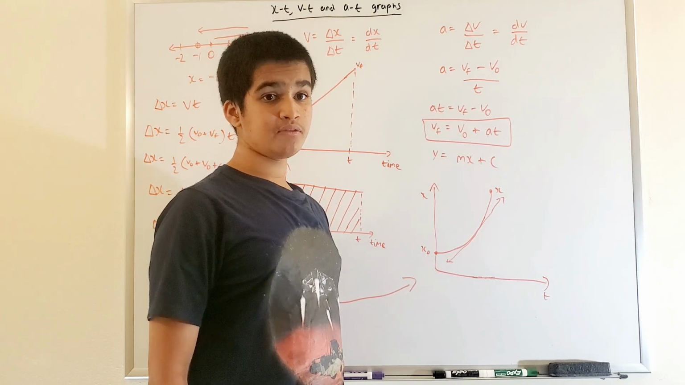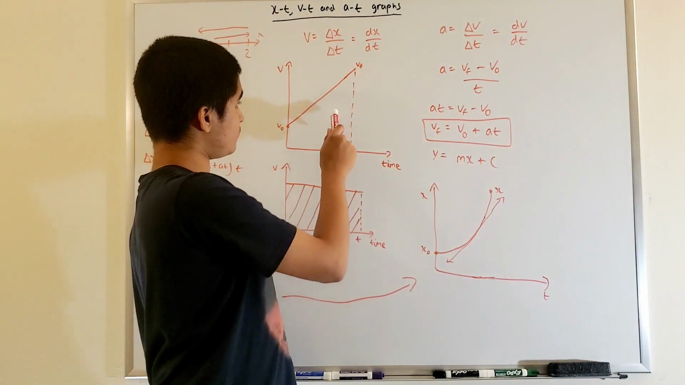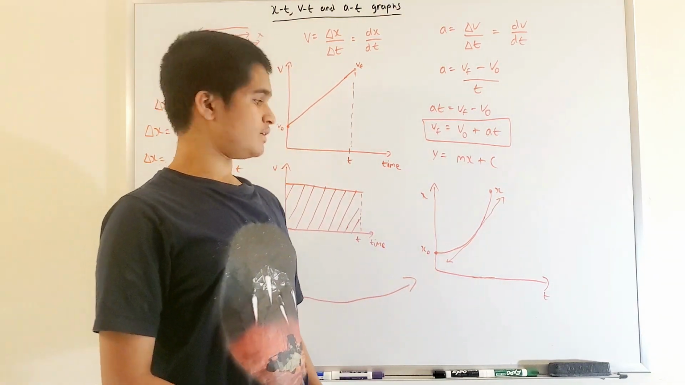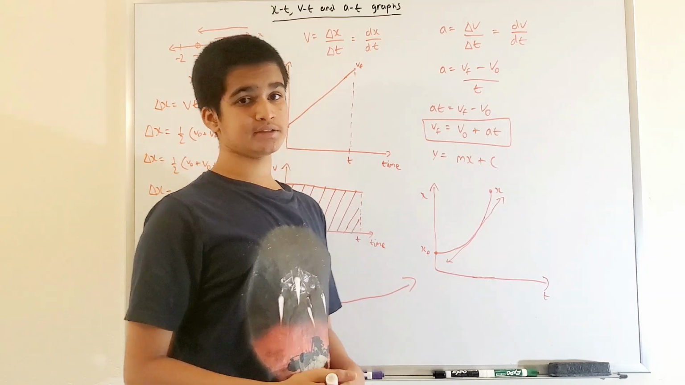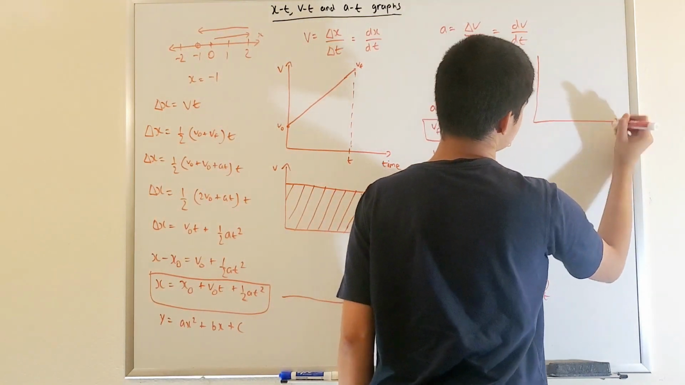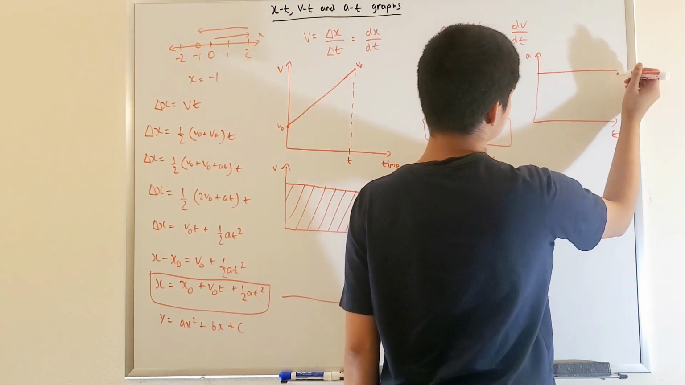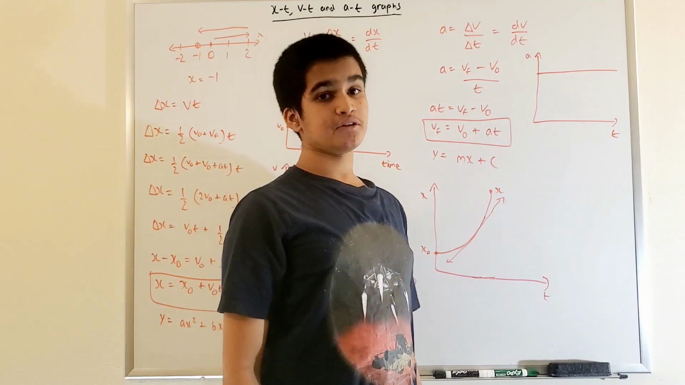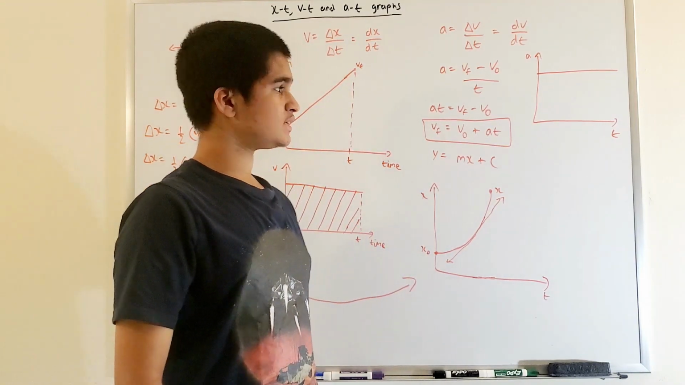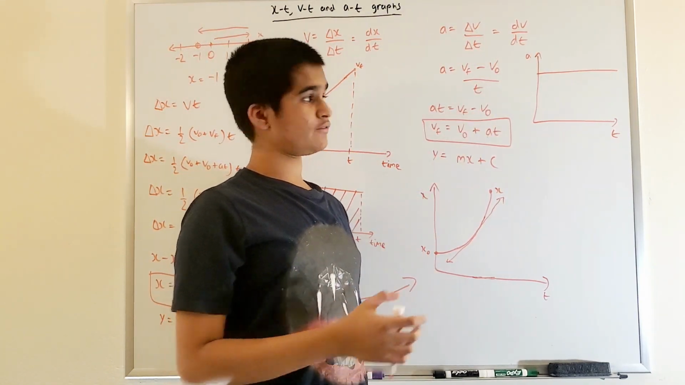Now, I would like everybody to notice that these equations, along with these graphs, will only look the way it looks on this board if the acceleration is constant. And this, on an acceleration time graph, would look like this, a horizontal line. If the acceleration is not constant, then you will have to use other methods, such as calculus, in order to derive these equations.